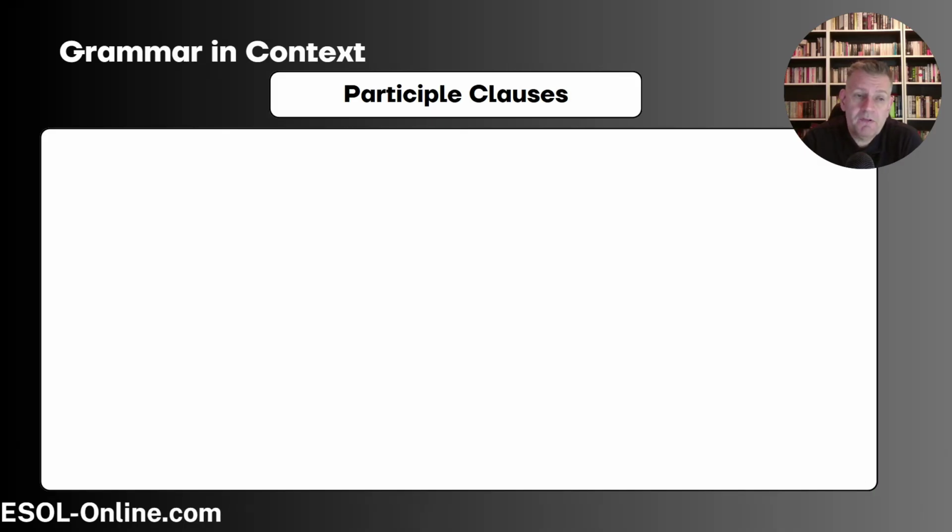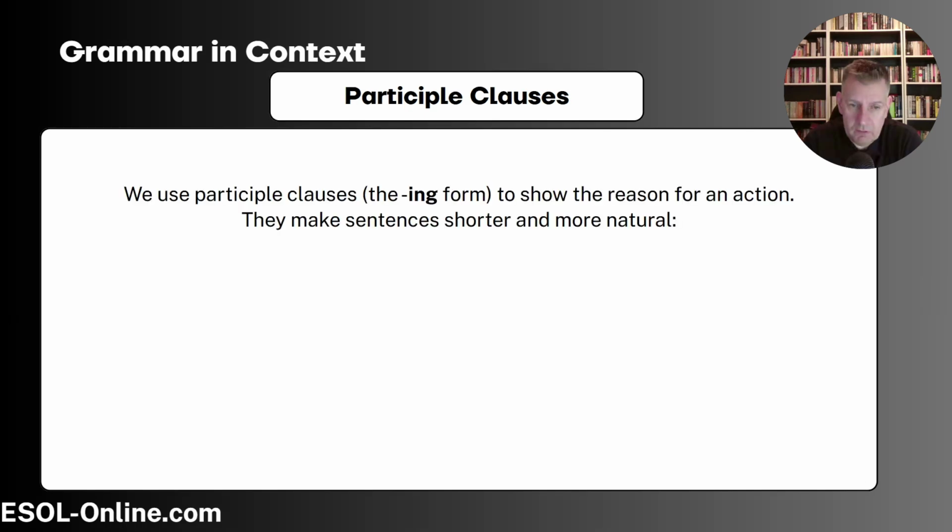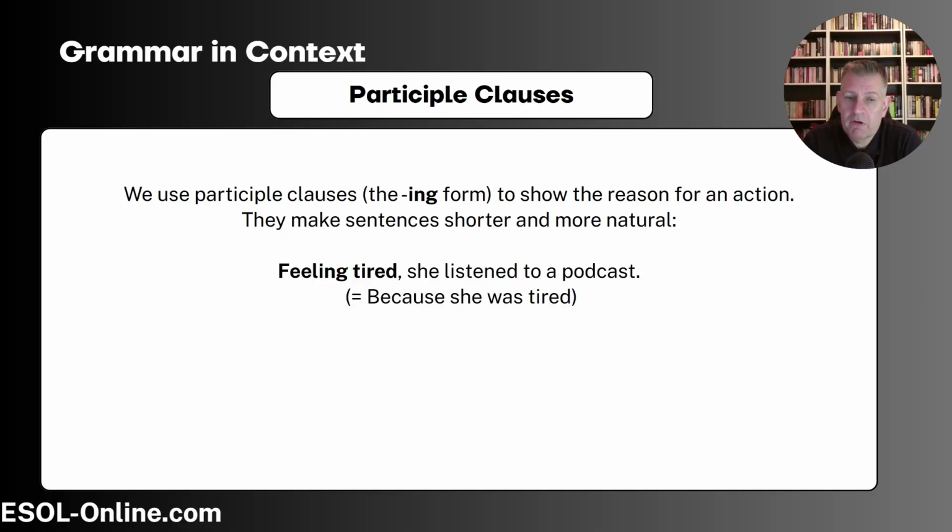I did promise that we would do a grammar in each lesson, and this one we're looking at participle clauses. So this is sometimes called the ing form. We use participle clauses to show the reason for an action. They make sentences shorter and more natural. What do I mean? For example, feeling tired, she listened to a podcast.